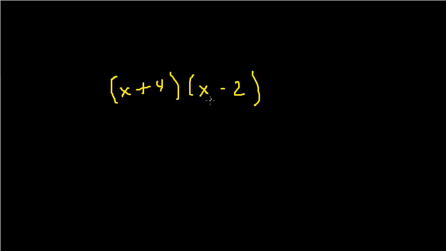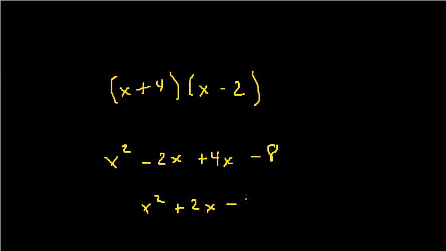inside the parentheses. So I have x times x, which gives me x squared, x times negative 2, which gives me a negative 2x. Then I have 4 times x, which gives me 4x, and 4 times negative 2, which gives me a negative 8. Now when I do this, I have to check my answer to see if there are any like terms. In this case, there are. So I have x squared plus 2x minus 8. And this now is the product of those two binomials.